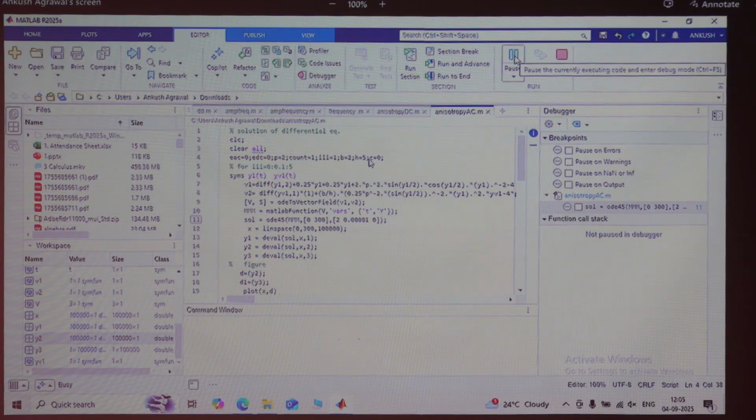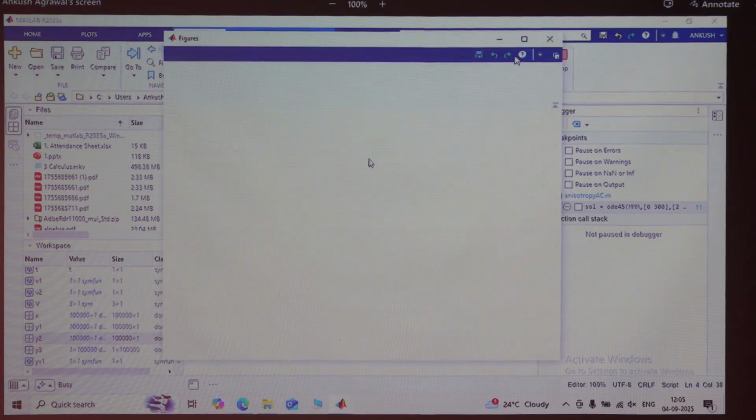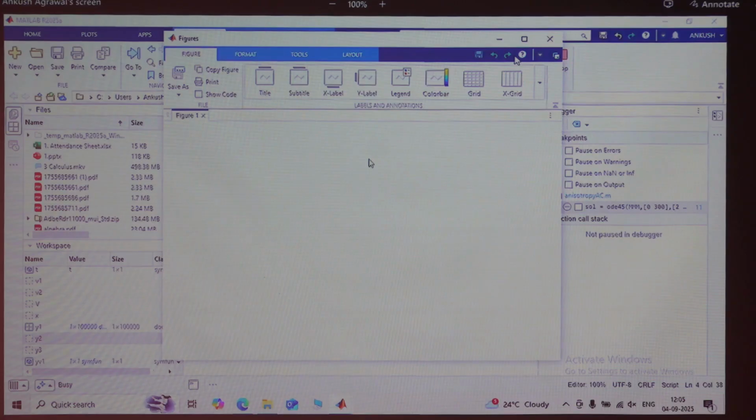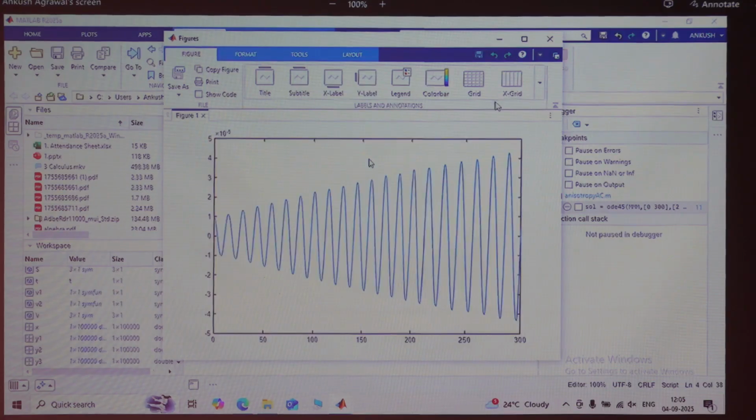Depending upon the compatibility of your system, you will get the result. So this is the figure we obtained, the variation of theta. No, this one, not unused. Close it.